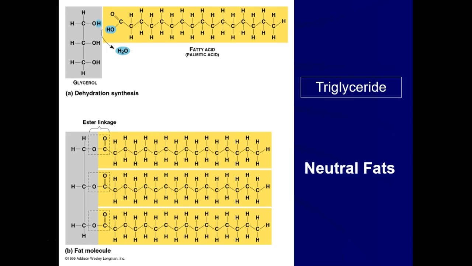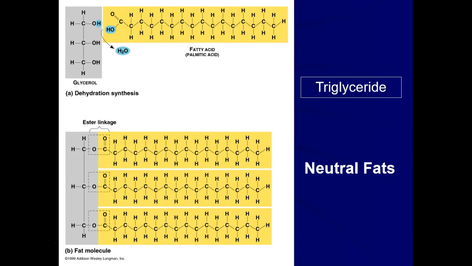Now, if you recall, every single category of organic compounds, whether we're talking proteins or nucleic acids or lipids or our friends, the carbohydrates, they all have a specific name for the covalent bond that joins two monomers together. We saw with carbohydrates, we call that a glycosidic linkage. In lipids, that is called an ester linkage or an ester bond. And that's what you're seeing there.